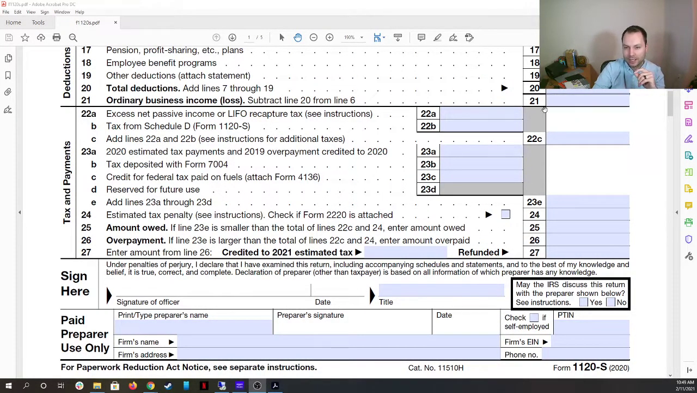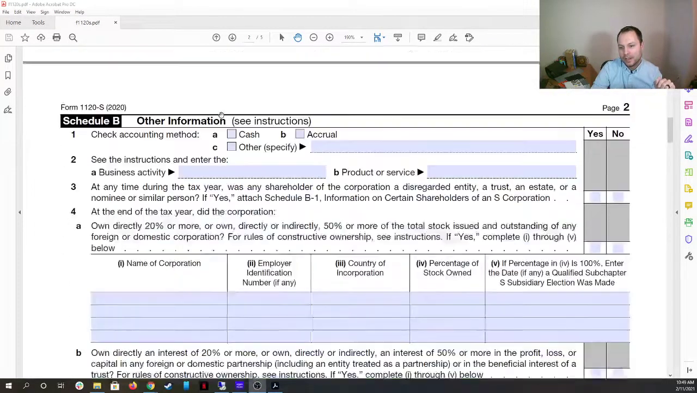You've got your ordinary income or loss here. You do not pay taxes on that as an S-Corp. That gets passed through to the partners or the members, whatever you want to call them, and then you sign the return here.